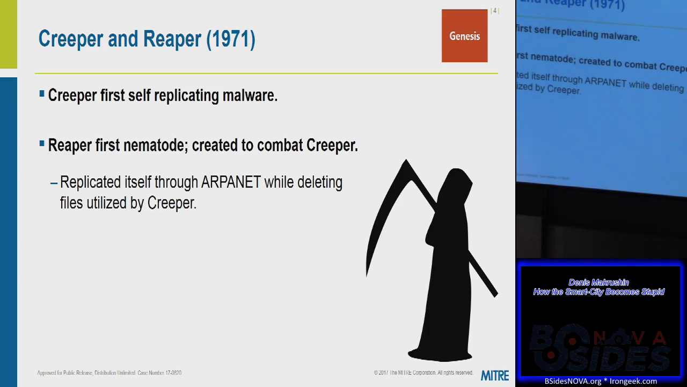I found out the hard way that a nematode is a worm or a piece of malware that's actually created to combat another worm or virus, malware. And that's exactly what the Reaper did. It replicated itself through ARPANET and actually deleted the files that the Creeper used. Now, the importance of this, and the reason why we mentioned it here, is that it introduced a capability that was actually used by a plethora of malware to date, and that was self-replication.